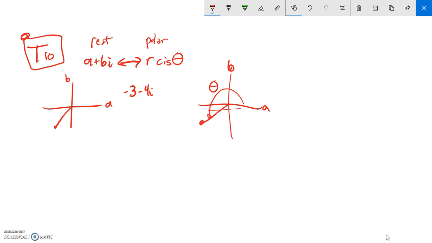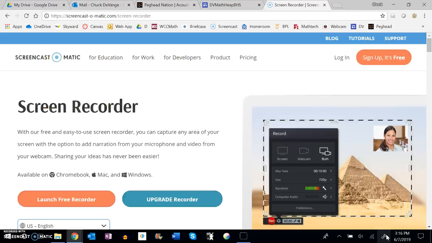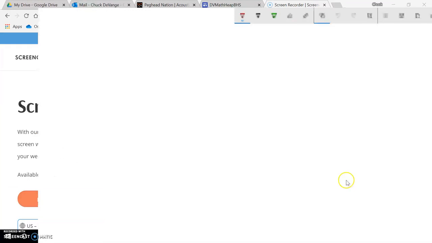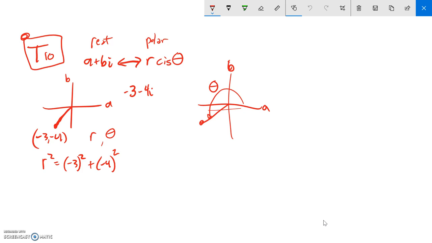So if I had this negative 3 minus 4i, in this complex plane that would be the point negative 3, negative 4. And if I want to write it as r cis theta, I need to know r and I need to know theta. So r squared is negative 3 squared plus negative 4 squared, so that would be 9 plus 16. r squared is 25, so r must be 5.